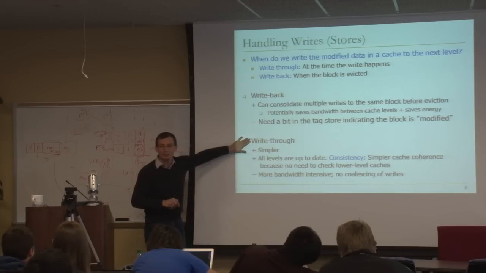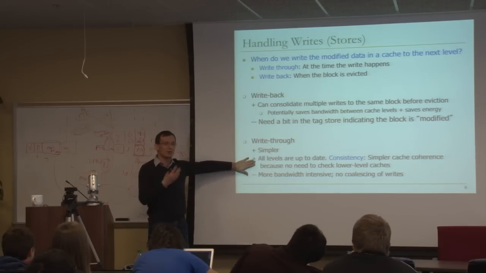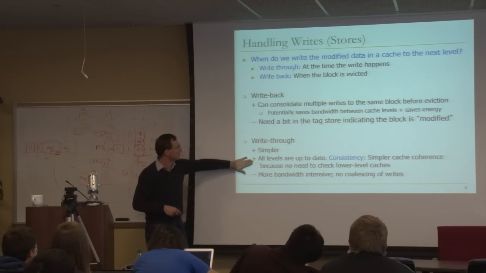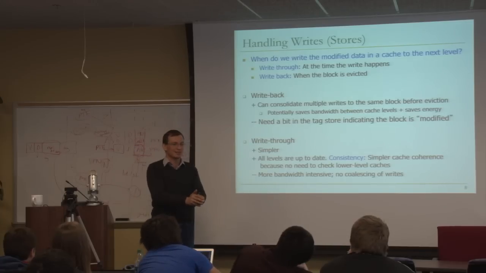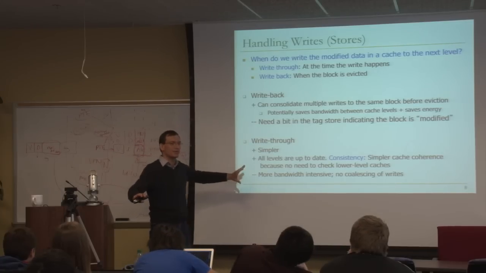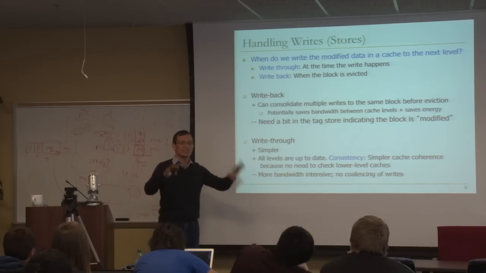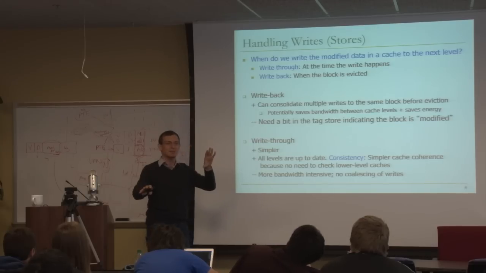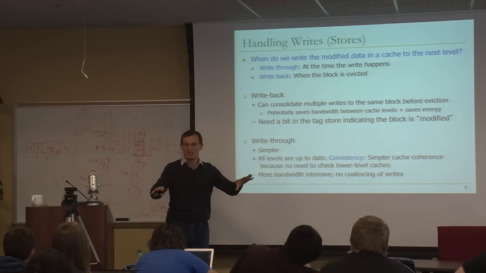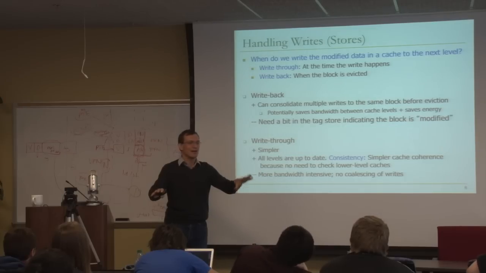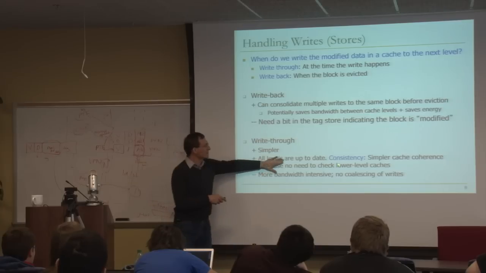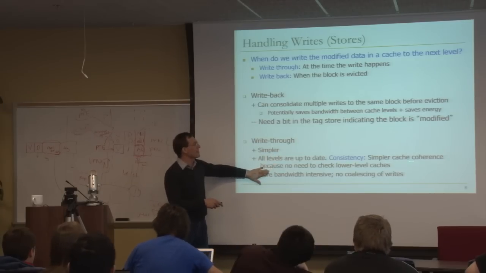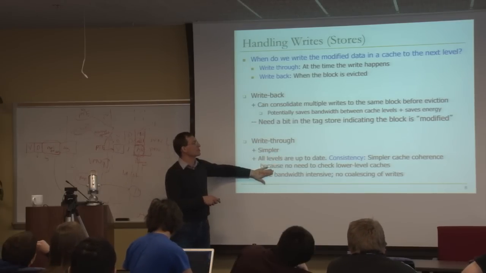But there's one advantage to write-through caches, which we will talk about in a little bit more detail, or which will be more apparent when we talk about coherence. In this case, all cache levels are really up to date. Whenever you write to a block, assuming all of your hierarchy has write-through caches, there's no inconsistency between cache levels. Memory has the same copy as this cache. You haven't modified something out of sync with something else. This leads to consistency.